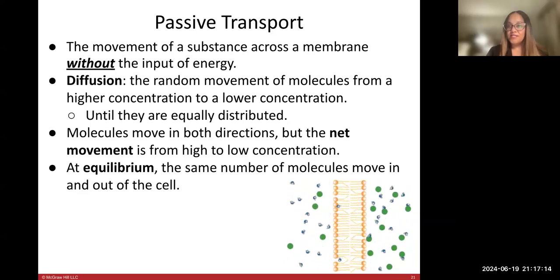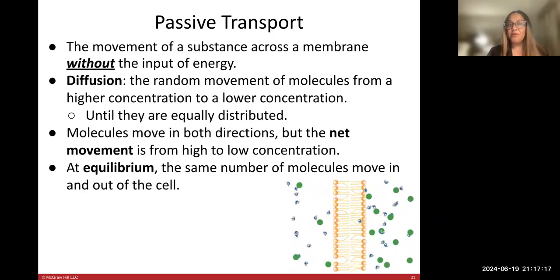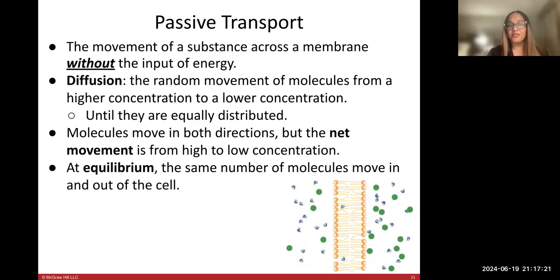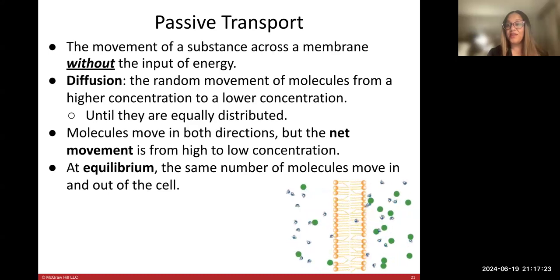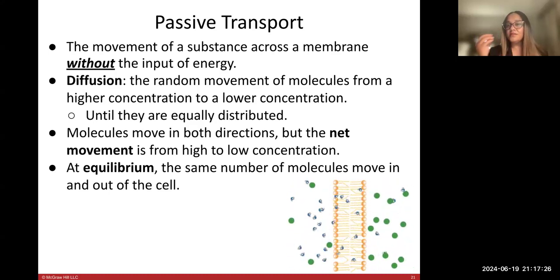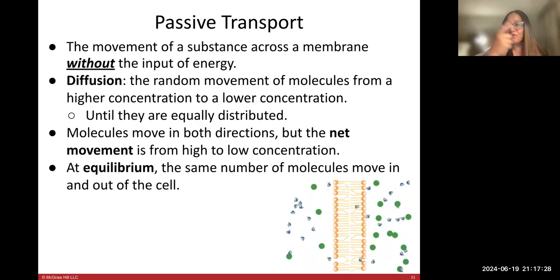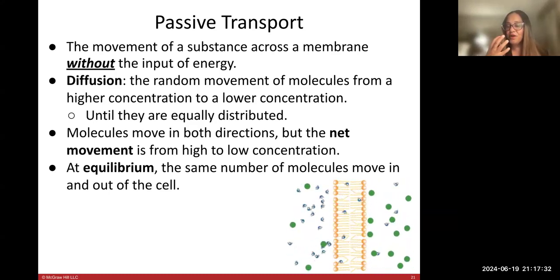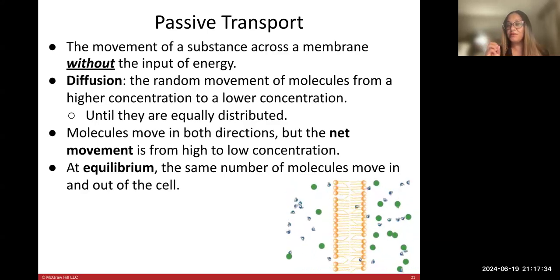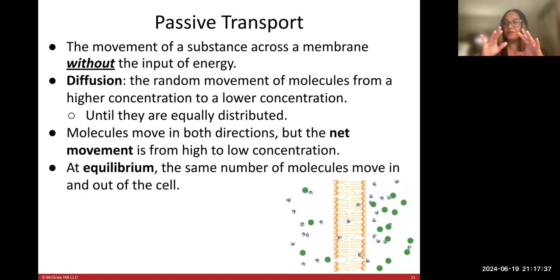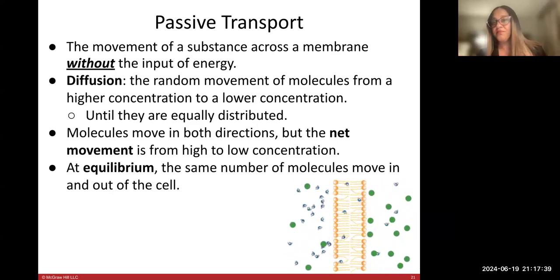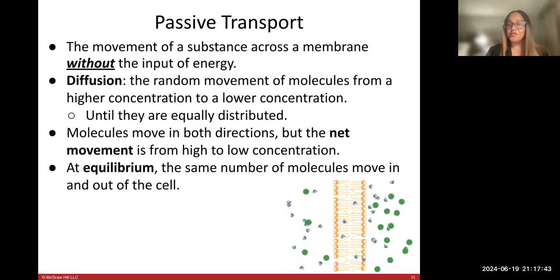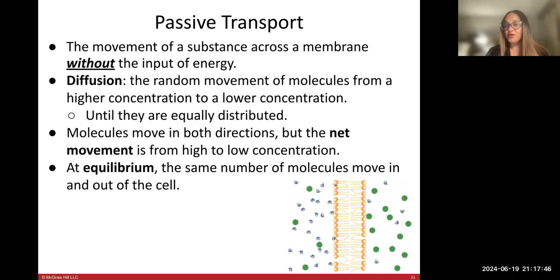So, like I said, passive transport is the movement of a substance across the membrane without the input of energy. Diffusion is the random movement of molecules from a higher concentration to a lower concentration until they are equally distributed. This is a lot like smell. If somebody's in a corner of the room and they spray perfume all over themselves, the perfume molecules start really concentrated around that person, but eventually those molecules will diffuse and spread out across the room until there is an even distribution. Molecules move in both directions, but the net movement is from high to low concentration.